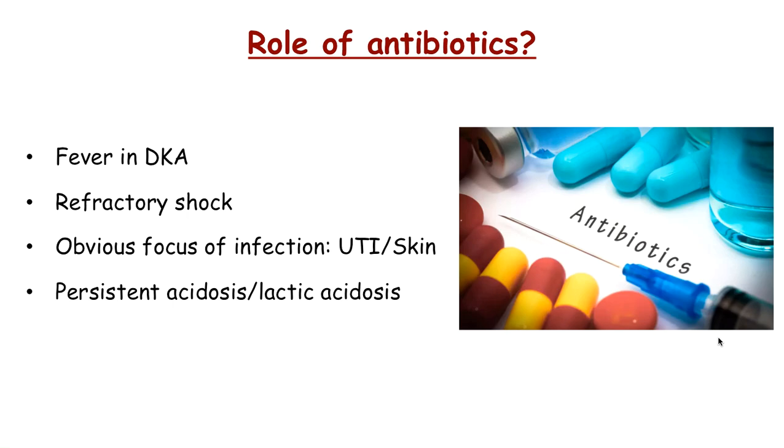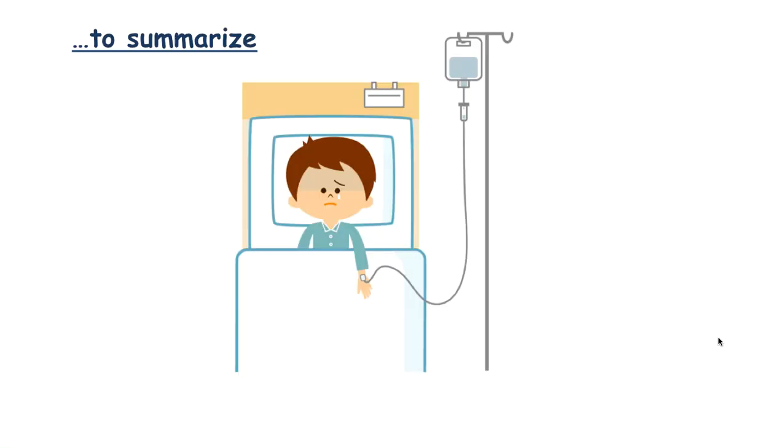Invariably, the DKA patients admitted in PICU end up receiving antibiotics, but there are certain indications where you should give antibiotics to these patients, and not all patients require antibiotics. So if a DKA patient has fever, if the shock is refractory to your fluid boluses, or you find an obvious focus of infection like UTI or skin boils, or if there is persistent metabolic acidosis or lactic acidosis, then you must administer antibiotics in these patients.